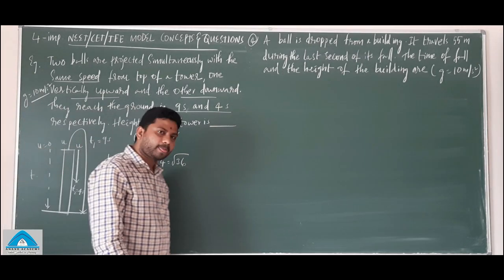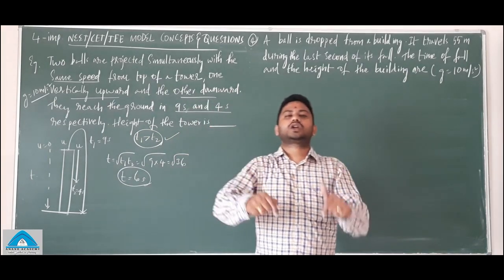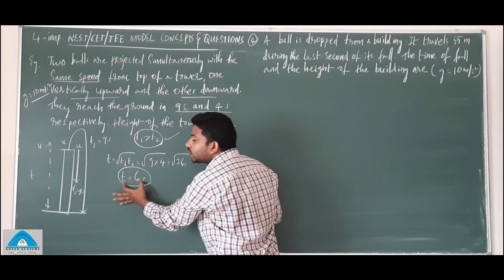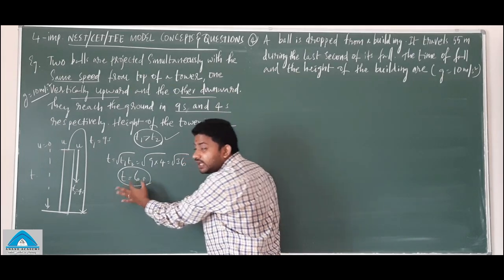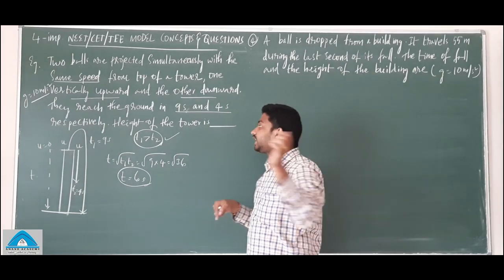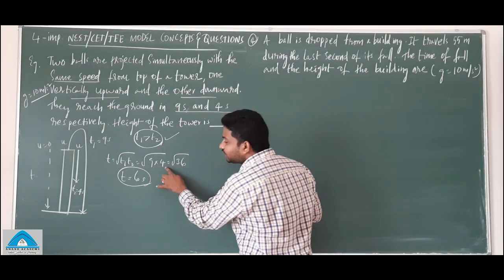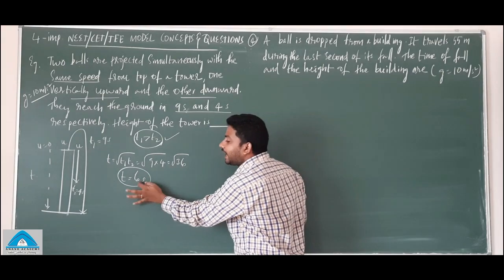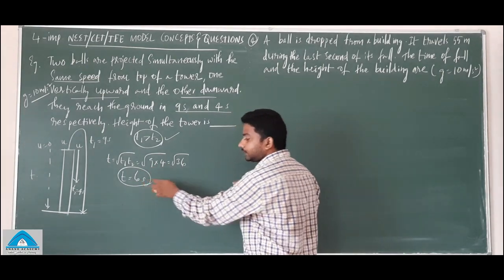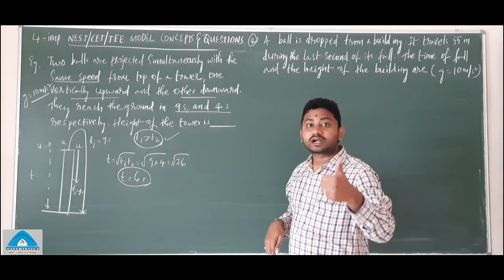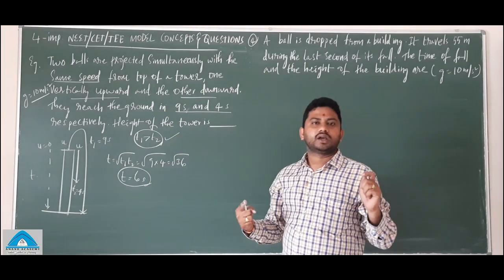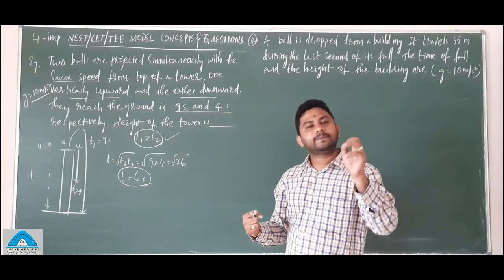And one more thing. Whether your answer is correct or not, you can check from this. Listen. Your freely falling body's time taken will be in between your T1 and T2 values. Your T1 is 9 seconds, T2 is 4 seconds, and the time taken by the freely falling body is in between 9 and 4. You can check. Understand? Clear?